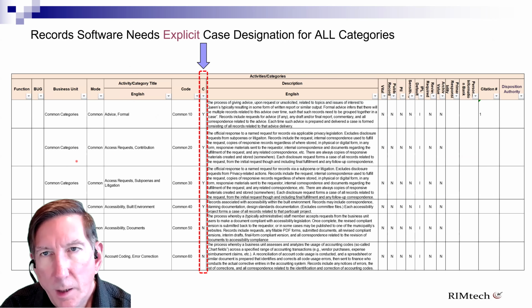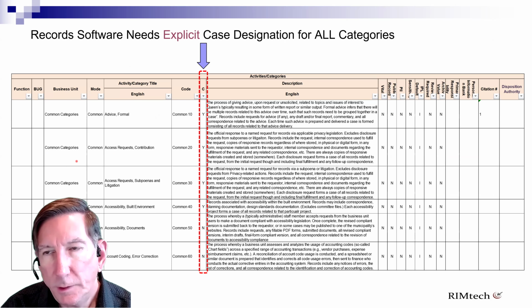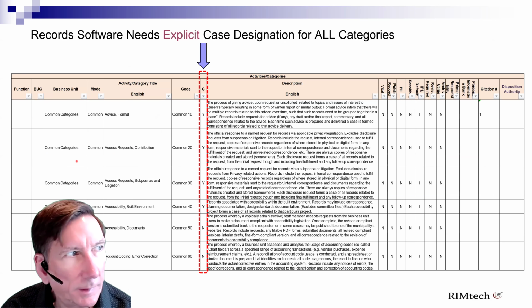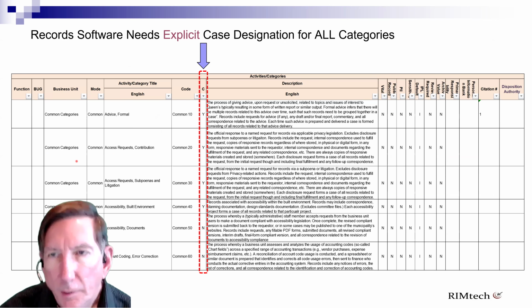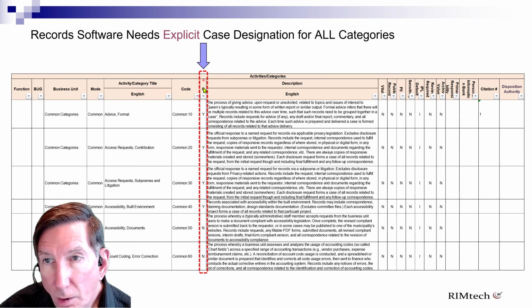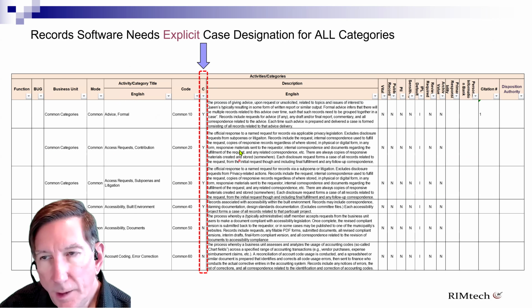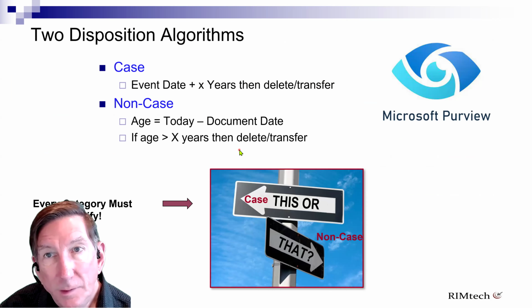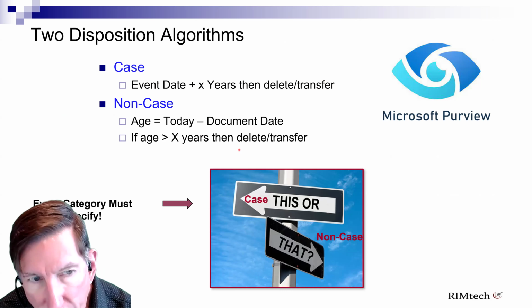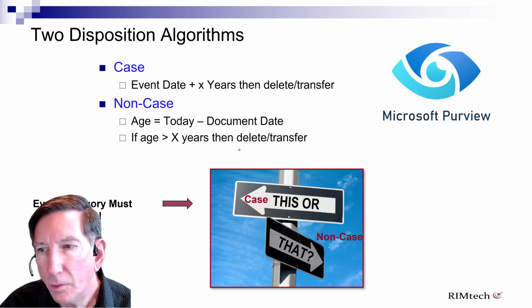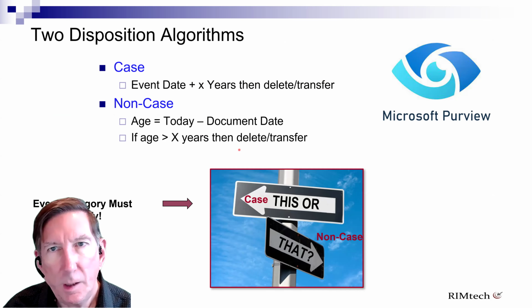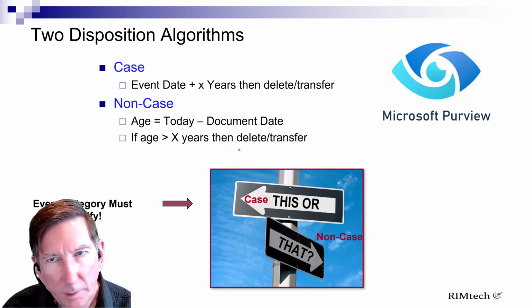Here's an example of a modern retention schedule where each row in this spreadsheet is a category or business activity in the retention schedule. And you'll notice here that each row has a yes or a no under case. Why is that? Because the software needs to know for every retention category or series in the retention schedule, are you going to be case or are you not case?